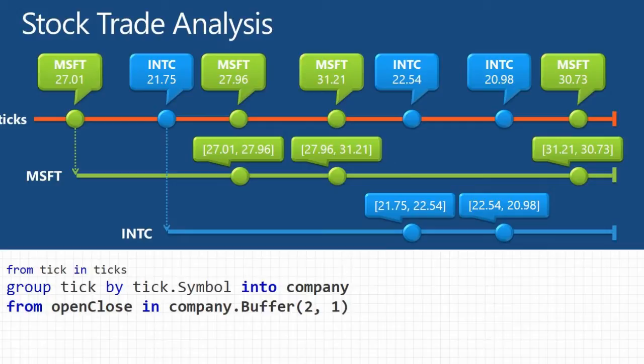Which means, give me Monday and Tuesday, Tuesday and Wednesday, and so on and so on. So it's 2 days, and actually skip with 1 day every time a new buffer is created. So you actually get 2 consecutive days.